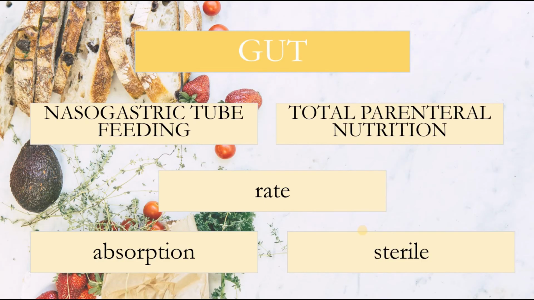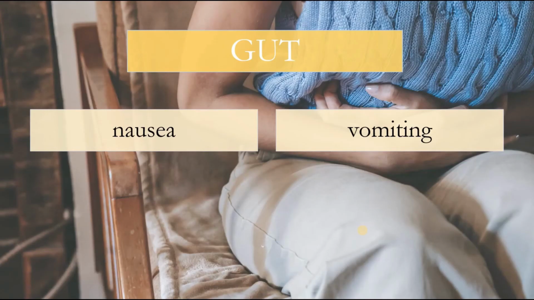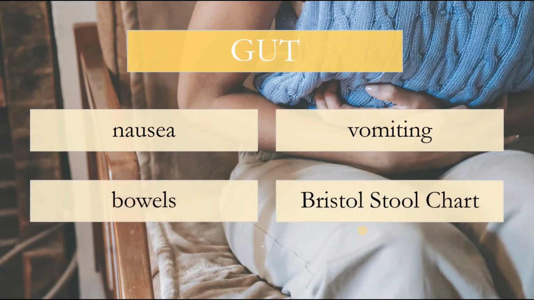And for TPN, we need to consider sterile technique or aseptic non-touch technique, because we don't want to contaminate the patient's access or introduce any bacteria or harmful organism to our patient's access. Also, we talk about presence of any nausea or sickness or vomiting. And we talk about, of course, bowels as well. If the patient has already opened his or her bowels today, or when the patient last opened his bowels.